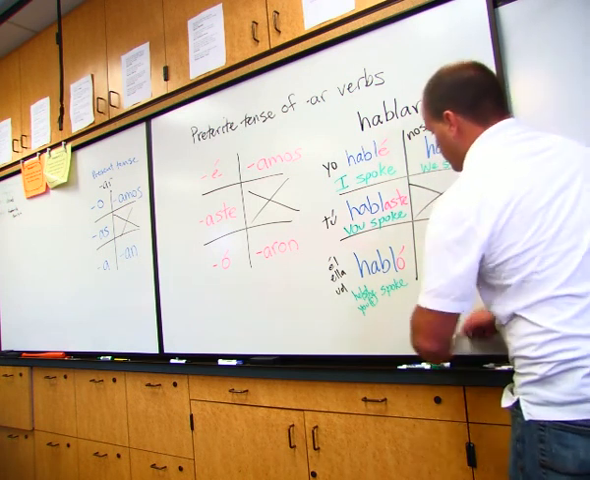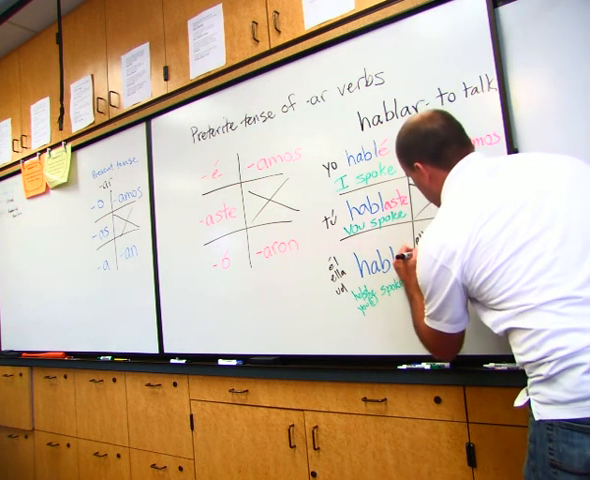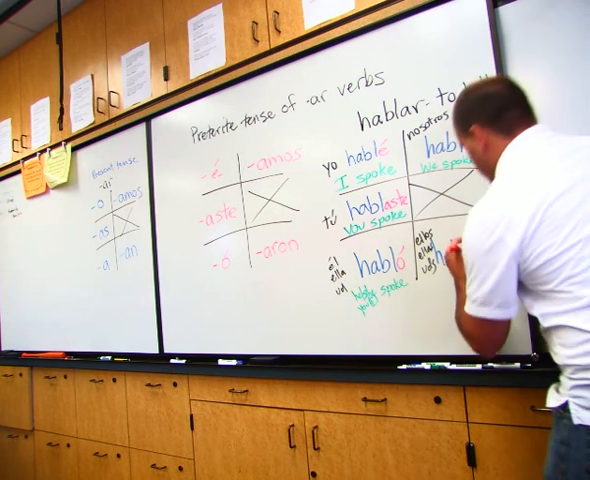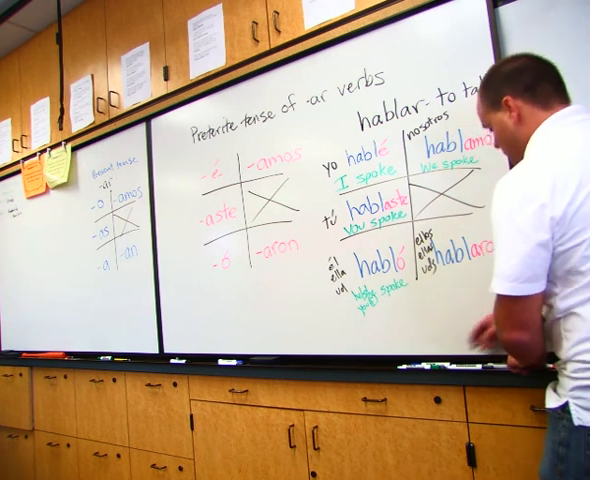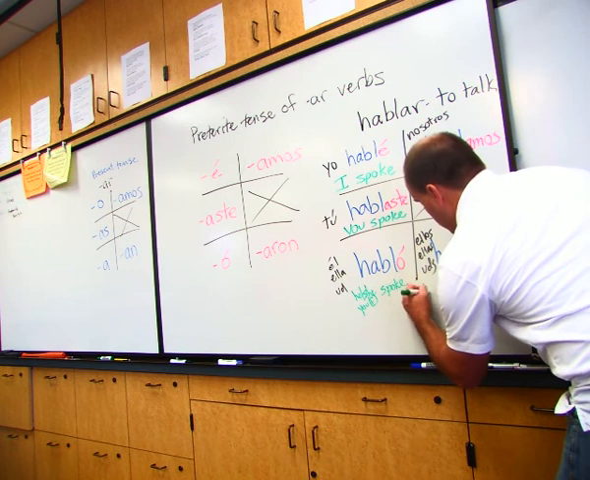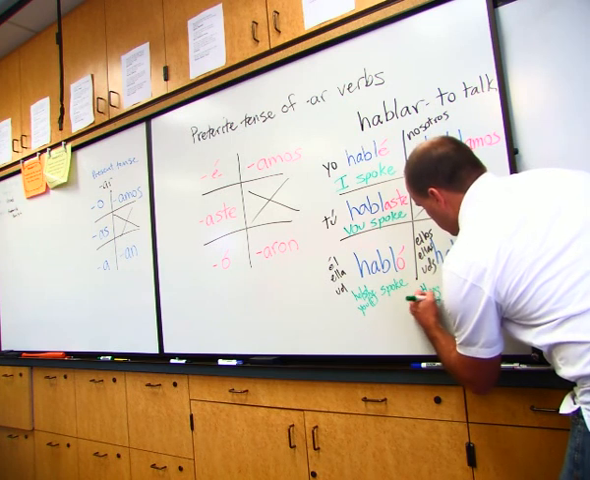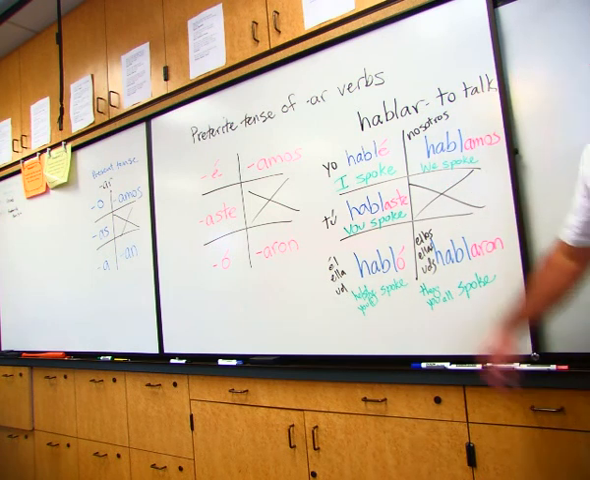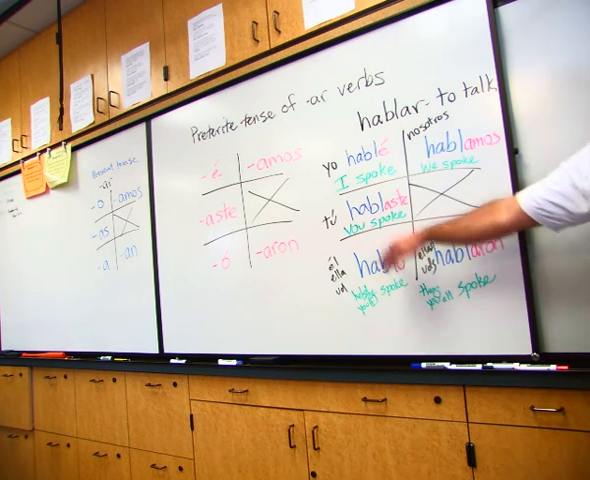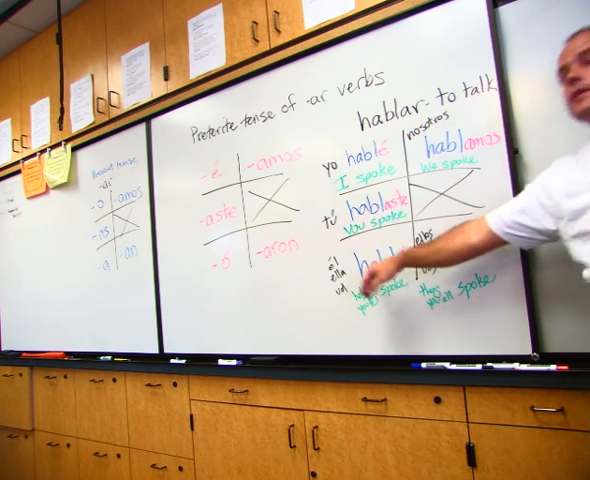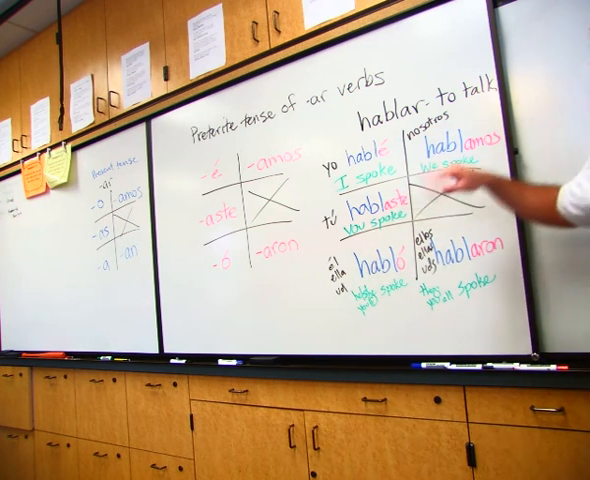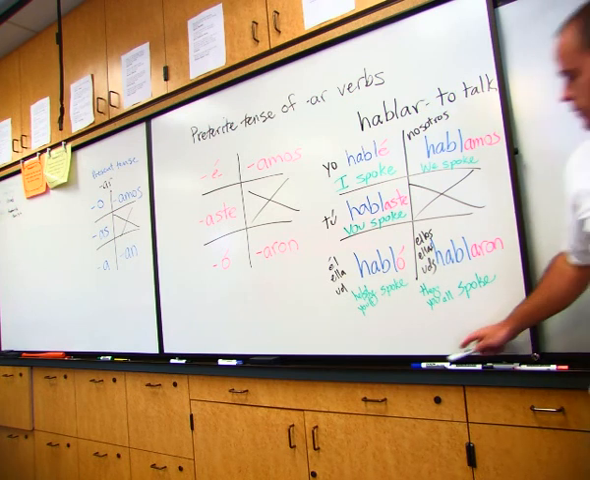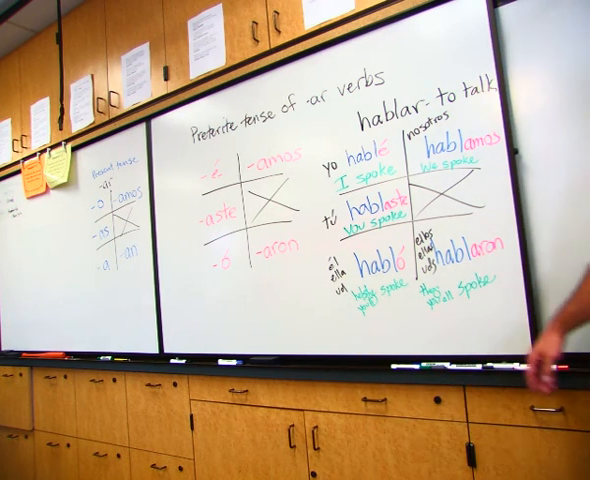And finally, ellos, ellas, ustedes: hablaron, which means they or you all spoke. Now notice the accent, so it does change. It's not hablo, it's habló, and it's not hable, it's hablé. Other than that, hablaste and hablamos have no change. That is your regular preterite tense AR verbs. Are there any questions about that?